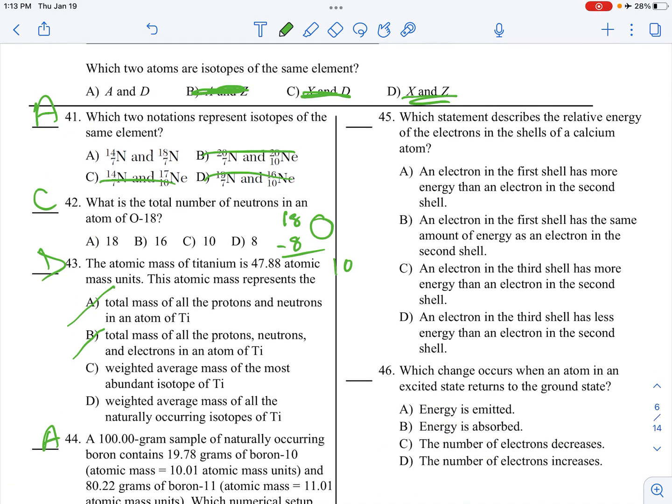Energy of the electrons. So if you're at a concert and you're front row, you can see everything, you can hear everything. If you're in the back row, you're straining to see, you're straining to hear, somebody's in the way, you're putting in a lot of energy to take that in. So the further out is the more energy. First shell has more energy than the second. First shell has the same energy. No. Third shell has more energy than the second. Yes.